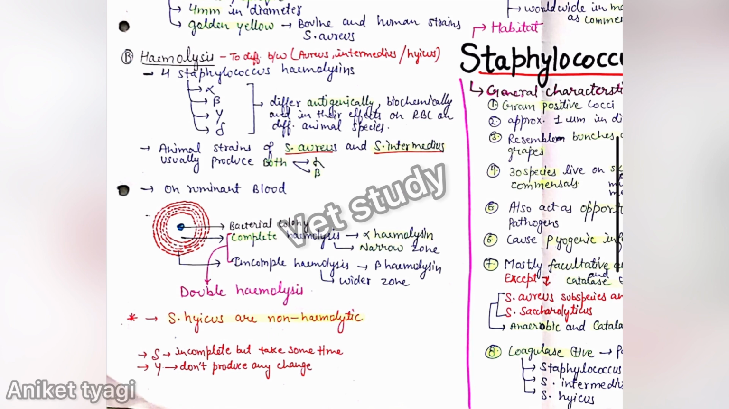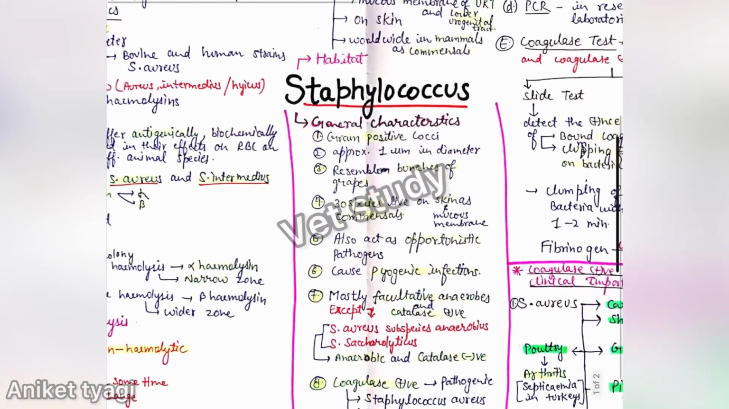Okay, and this complete phenomenon is known as double hemolysis, and this will produce a characteristic appearance. After this we have Staphylococcus aureus, which are non-hemolytic. So this is also an important point, that Staphylococcus aureus are non-hemolytic. Okay, and delta and gamma. Delta produces incomplete hemolysis, whereas gamma does not produce any change. Okay, alpha and beta, they only produce some change. Delta takes some time in production of these changes, right?